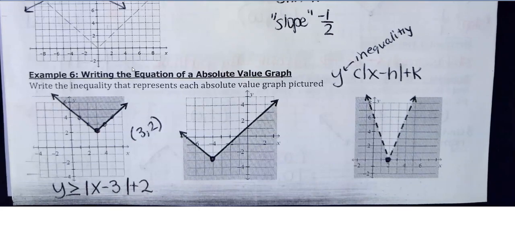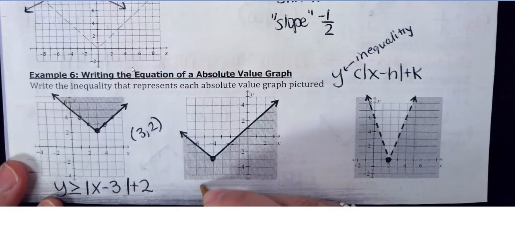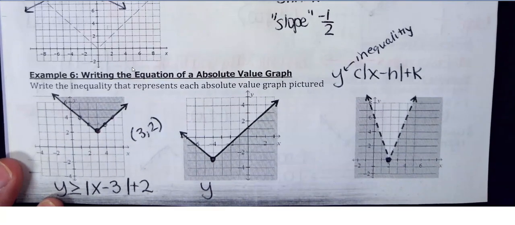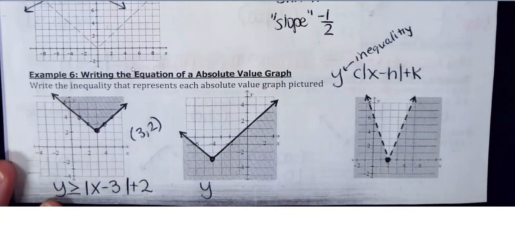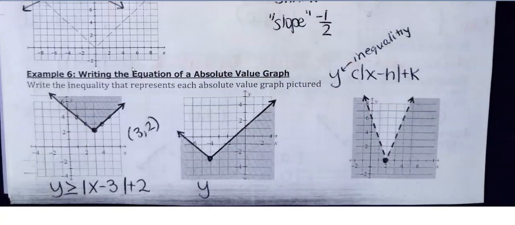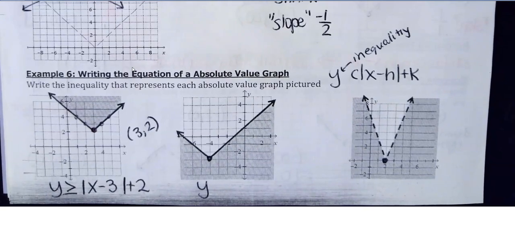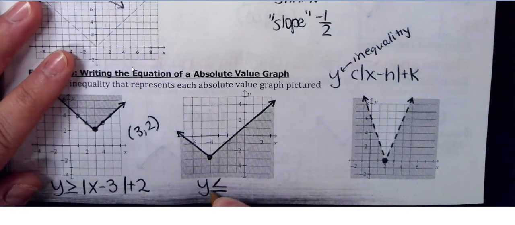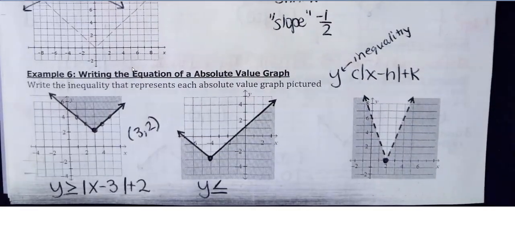Okay, let's start out the next one. So I'm just going to do y again. And I've got solid lines and I'm shading down here. What inequality symbol would you use for this second graph? Less than or equal to. Sweet. Okay, so less than or equal to, because we've got a solid line. We're shading below the boundary line there.